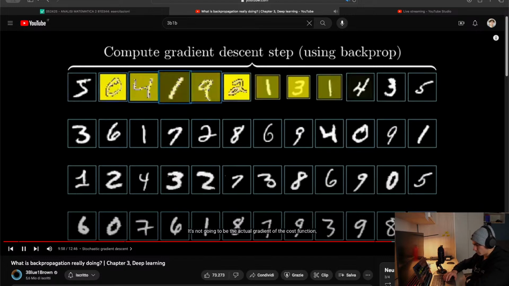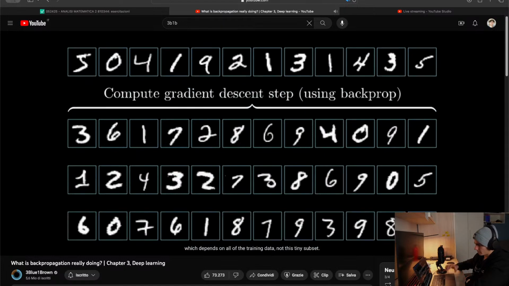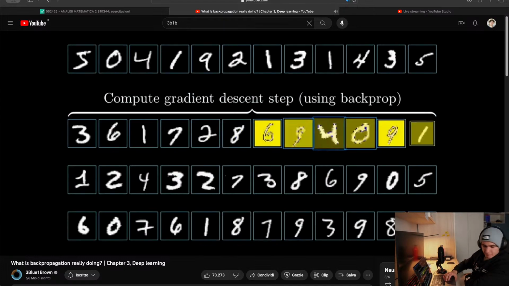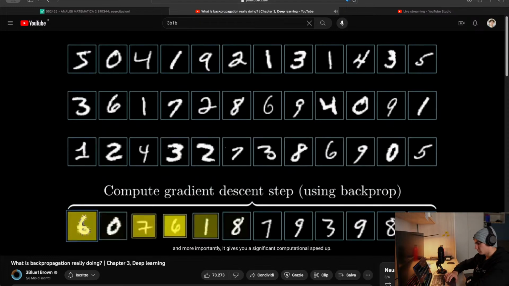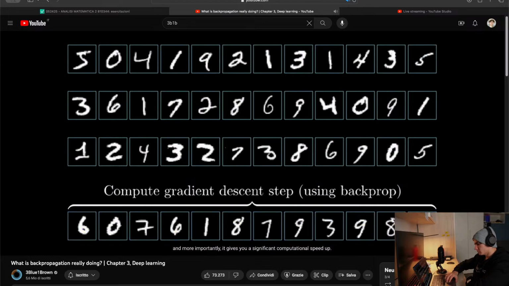This is not going to be the actual gradient of the cost function, which depends on all of the training data, not this tiny subset. So it's not the most efficient step downhill, but each mini batch does give you a pretty good approximation, and more importantly, it gives you a significant computational speedup.